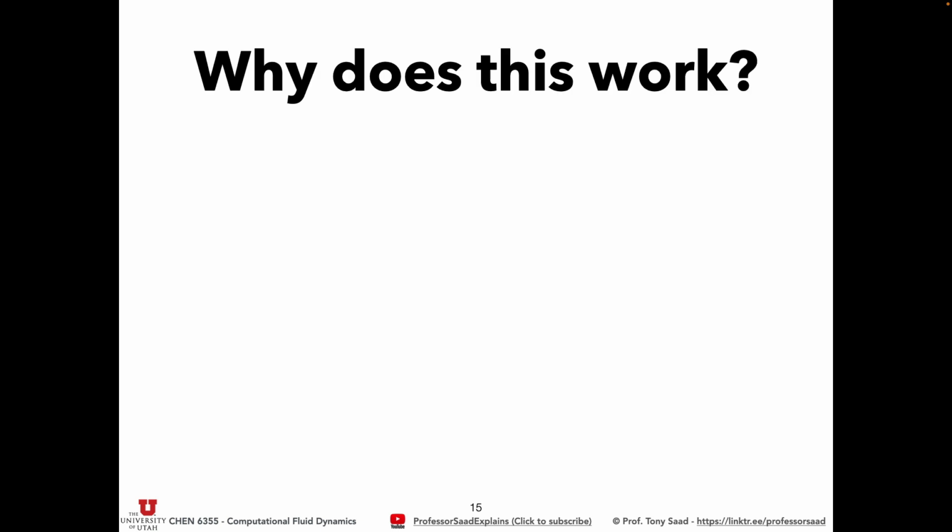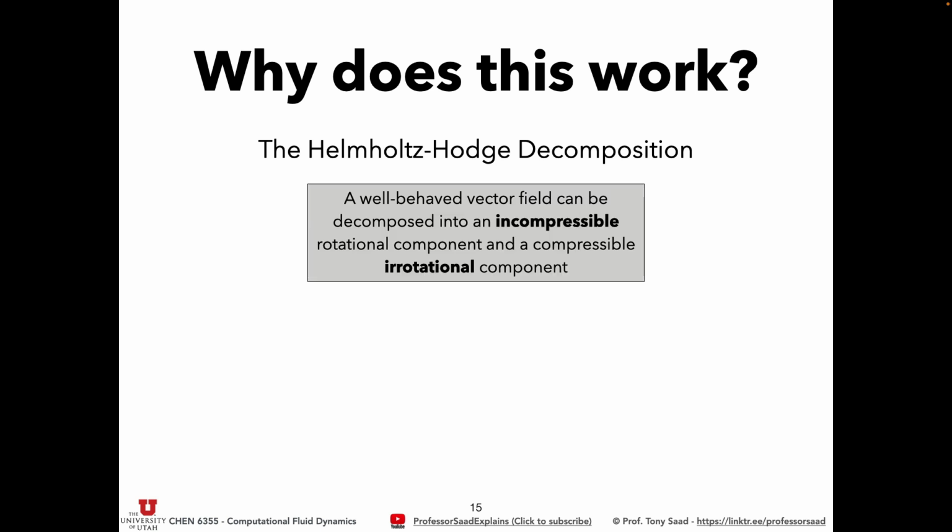Okay? So now why does this work? It comes from a procedure called the Helmholtz-Hodge decomposition. Do you have a question? No. Okay. All right. And this procedure says that a well-behaved vector field can be decomposed into an incompressible rotational vector and a compressible irrotational component.